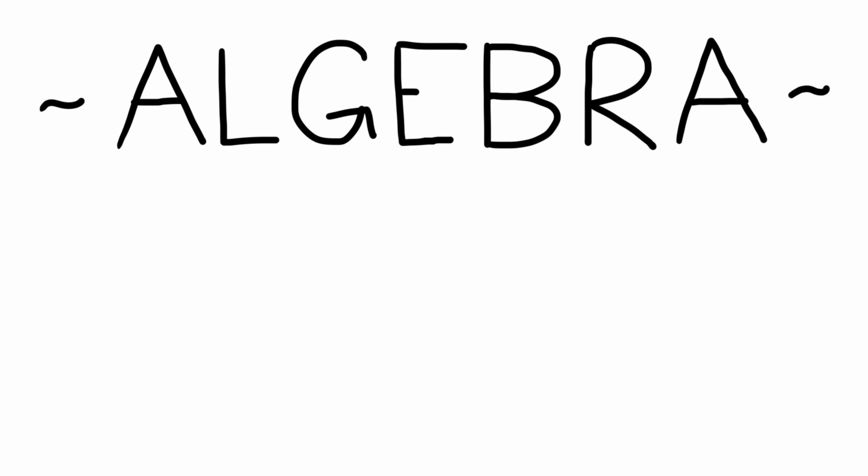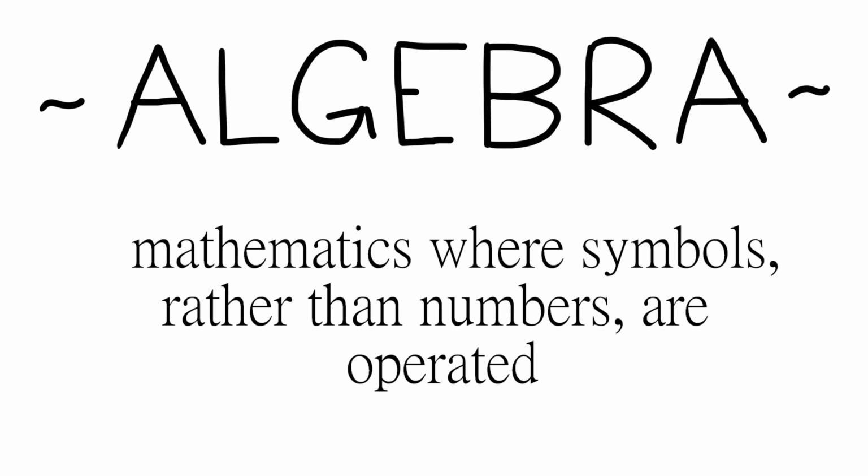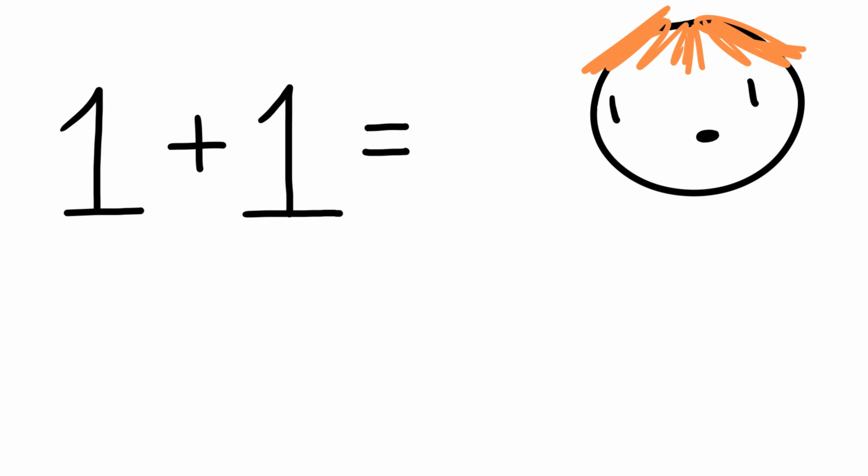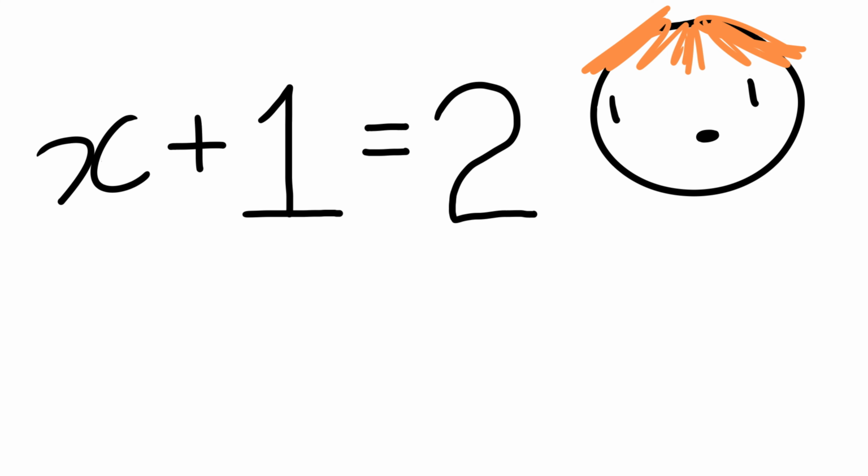Algebra. The formal definition of algebra is mathematics where symbols rather than numbers are operated. What does that mean? Well, you know what 1 plus 1 is. 1 plus 1 equals 2. Simple, right? Well, let's get a letter in this equation, x. Let's say x plus 1 equals 2.